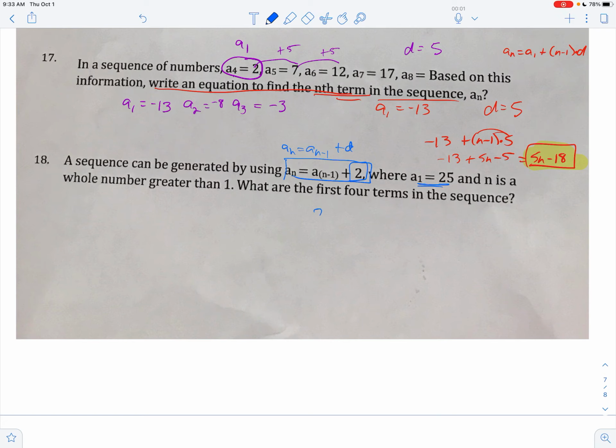If we know the first term in the sequence is 25, then using this common difference of 2, meaning the next term has to be 27, then 29, and then 31. So the first 4 terms of the sequence are right here: 25, 27, 29, and 31. Because we add 2 to this first term, and then add 2 to get the term after the second term, and so on and so forth.